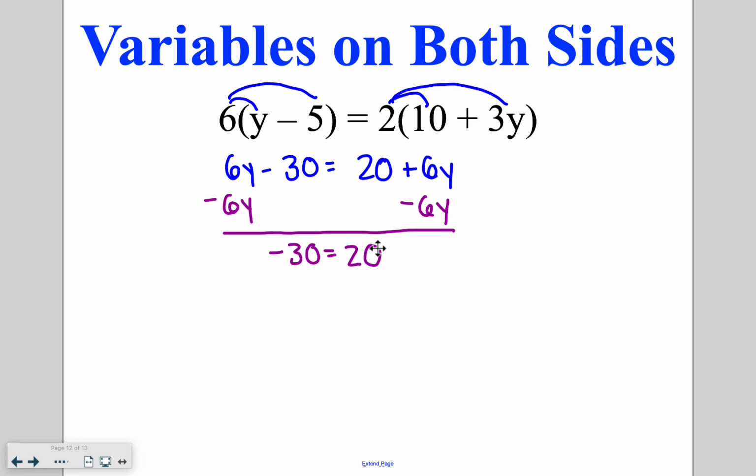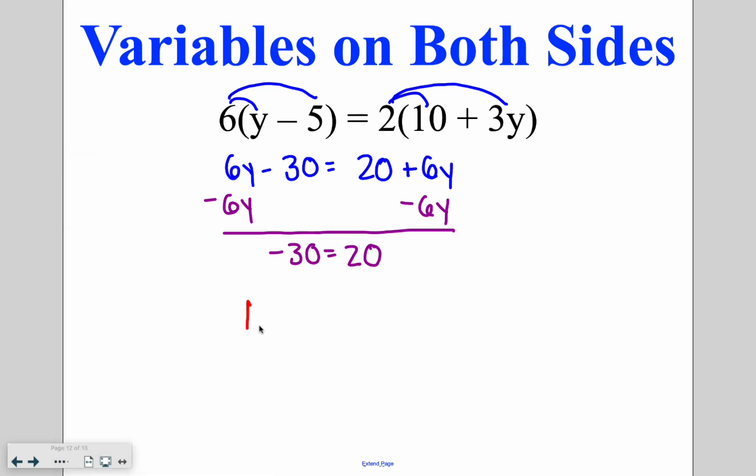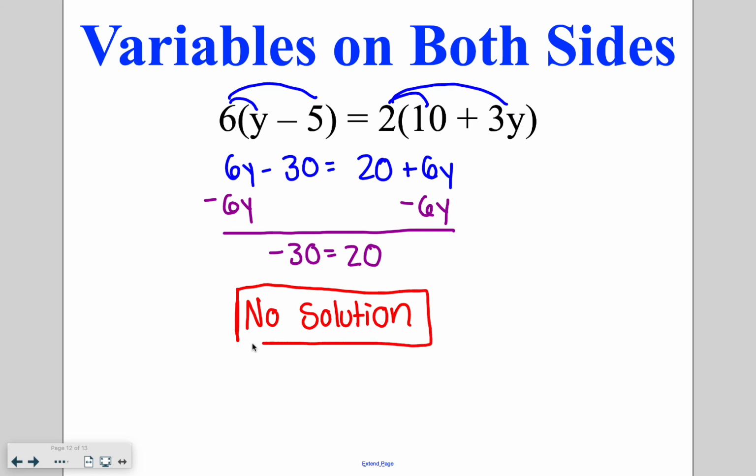6y minus 6y is nothing, and on the right side, 6y minus 6y is nothing, leaving me with the statement of negative 30 is equal to 20. We know this is not a true statement. So the final answer to this problem would be no solution. This means whatever value of y you pick, it cannot make the two sides of the equation equal.